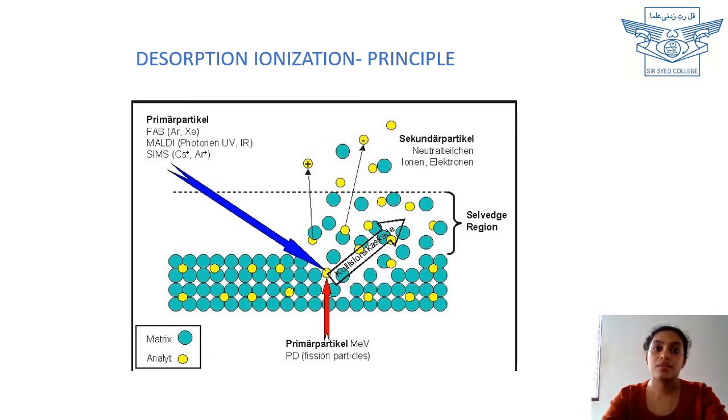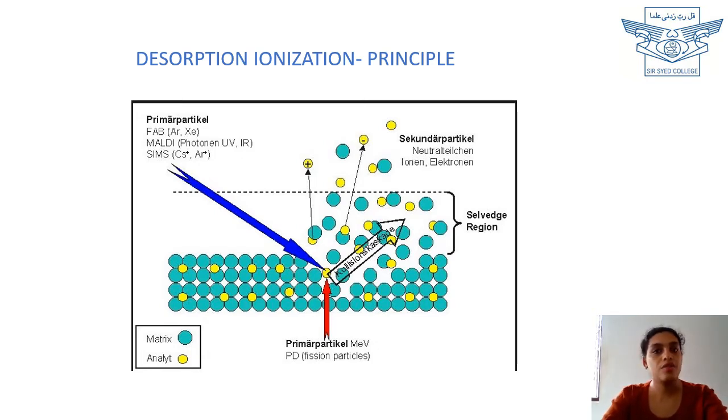There are three major types of desorption ionization techniques, and out of that, in your syllabus, we have to discuss the first two, that is FAB, fast atom bombardment, and MALDI, matrix assisted laser desorption ionization. Another one given here is SIMS, secondary ion mass spectrometry. In all these three, the basic principle is the same, and the difference is the ion source or the high energy beam which we are using.